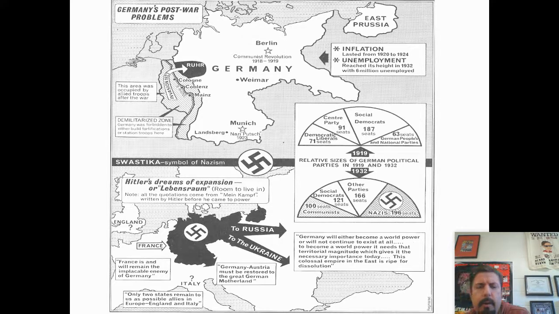Hitler in his book, now we go on the bottom map, in his book Mein Kampf, he talks about Lebensraum, this living space. He talks about eventually how he wants to move Germans into Russia, into the Ukraine, and use the resources at their disposal. So yeah, you can look at this on your own, you can pause this, whatever you want.